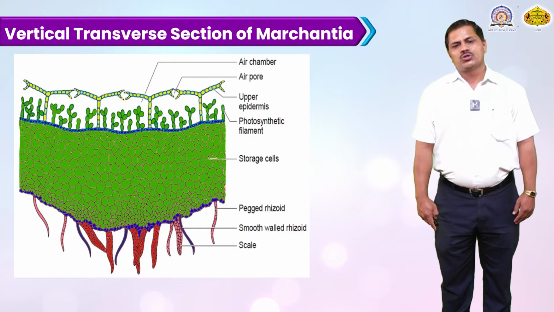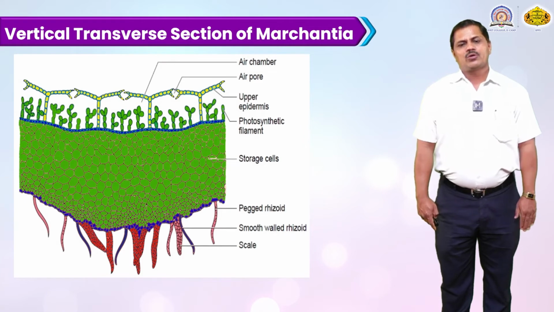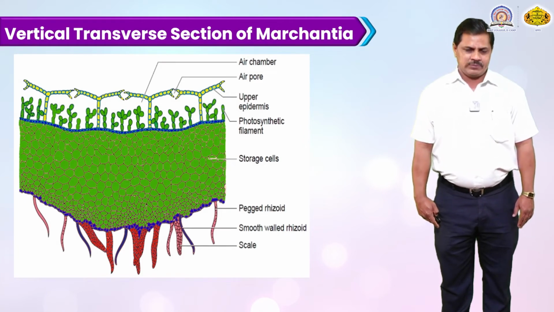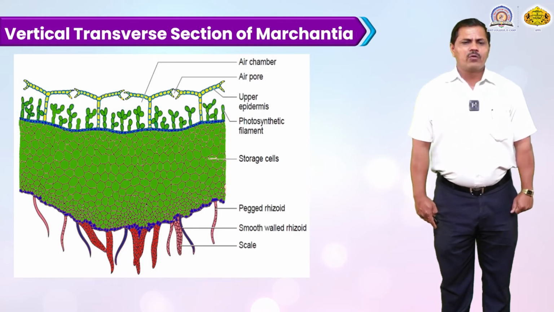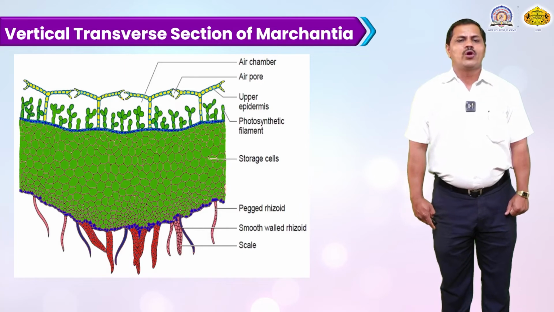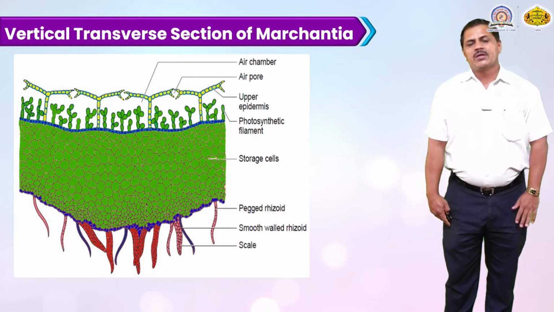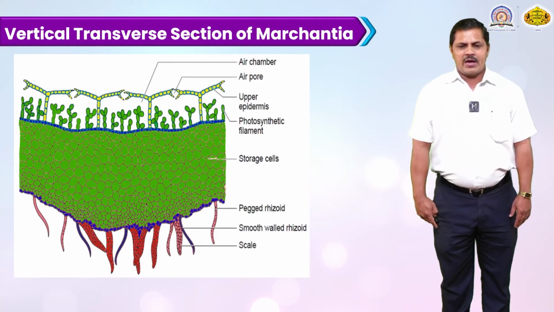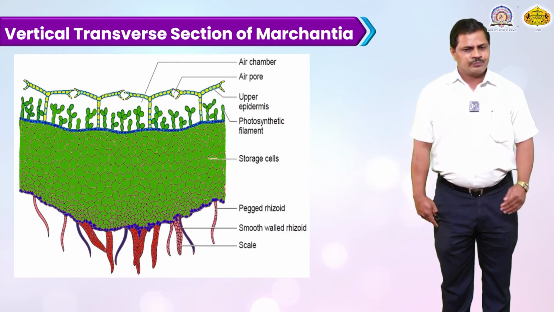Just below this photosynthetic filament there is another cell, very compactly arranged. It is called a storage cell. The photosynthetic region prepares the food material and passes it to the lower region, called the storage cell. Just by the ventral surface of this storage cell, there are rhizoids, called tuberculated rhizoids and smooth-walled rhizoids, and scales are also present.